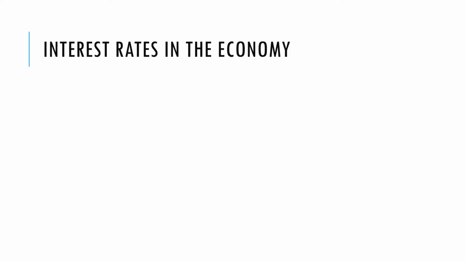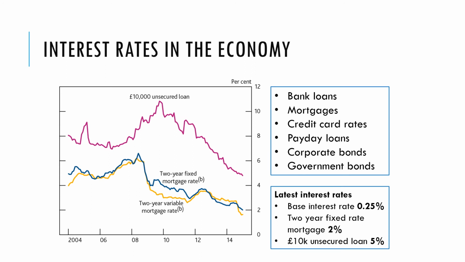Now, the base rate of interest influences many of the interest rates in the economy, and there are lots of different interest rates. Bank loans have slightly different interest rates to mortgages, which will have slightly different interest rates to credit cards, payday loans, and other ways of borrowing or lending money. So, for example, a base rate of interest might be 0.25%, but a 2-year fixed rate mortgage might be 2%. What is important that we recognize is that the base rate of interest, whether that goes up or down, has an impact on these other ones within the economy.